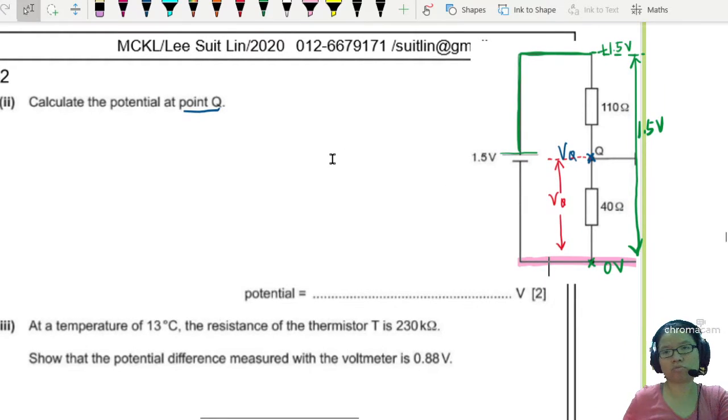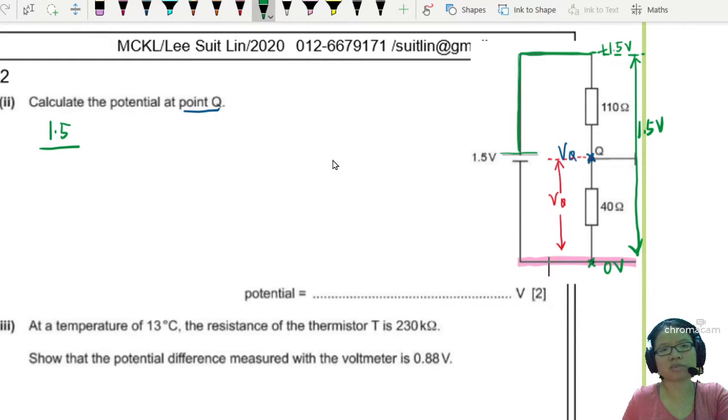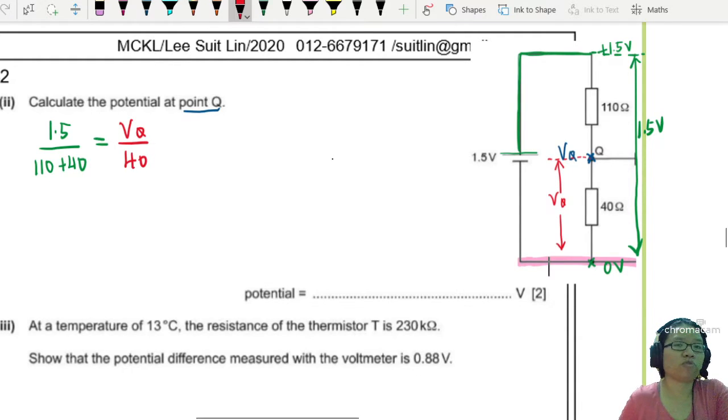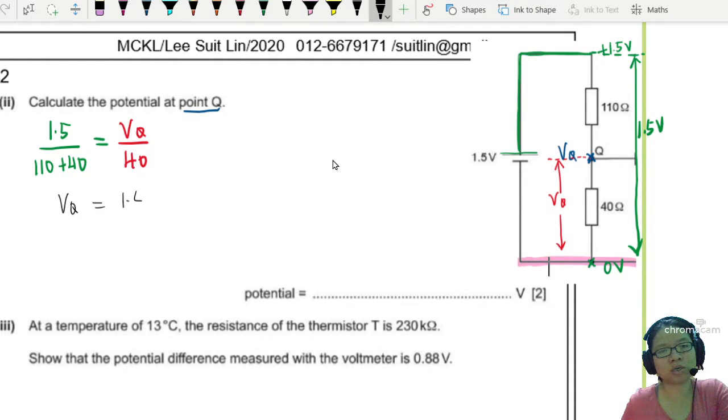Okay, so what do we do? Ratio 1.5 over the total resistance 110 plus 40, and this will be equal to VQ over 40. Now if you're used to the way I usually write this, I will rearrange, and VQ will be 1.5 over 110 plus 40 times 40.